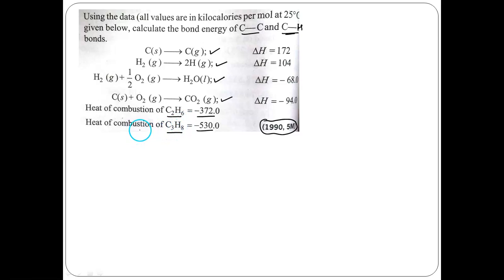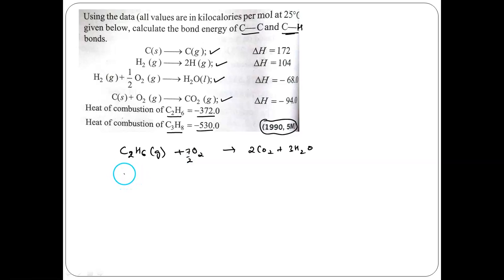Now understand, when we write a combustion reaction, for example, the combustion reaction of C2H6, it has to be in the gaseous form plus O2, giving us twice CO2 plus 3 times H2O. We can balance it. This is 4 plus 3, 7. So it will be 7 by 2 O2.